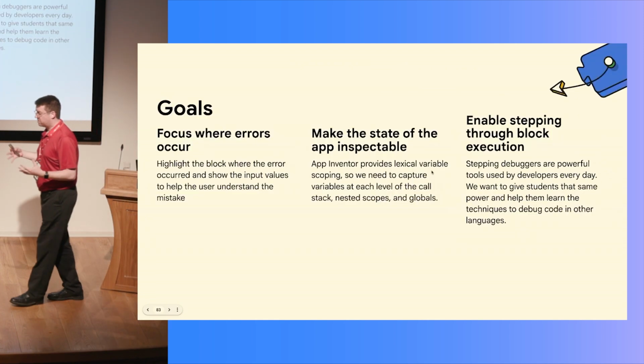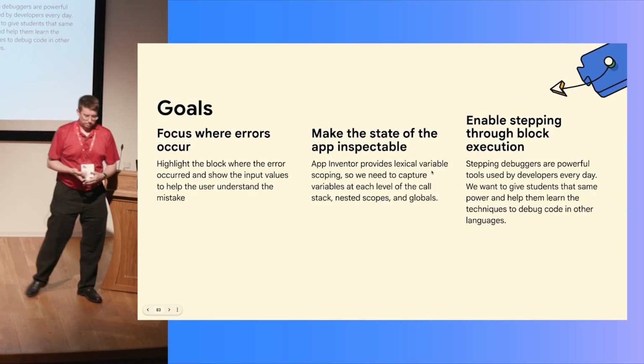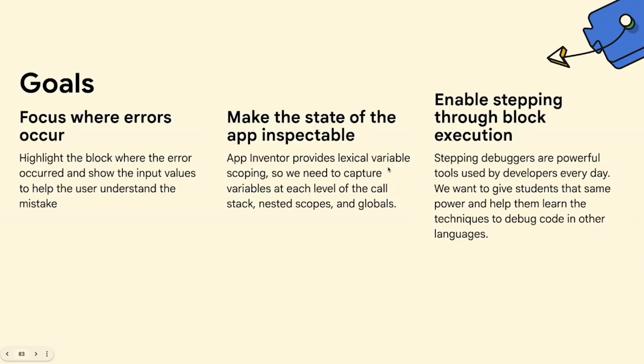So we had 3 major things we wanted to do to try to solve this problem. First is we wanted to bring focus to where the errors are actually occurring. So in our code generation, we now have block IDs associated with every single operation so that we can bounce back and let the user know where in the stack they were when the error occurred.